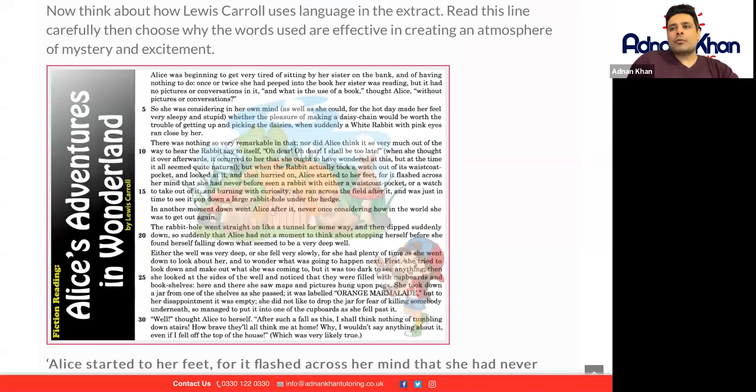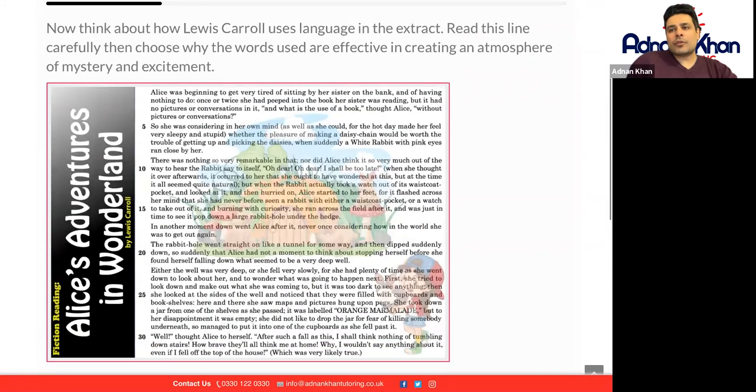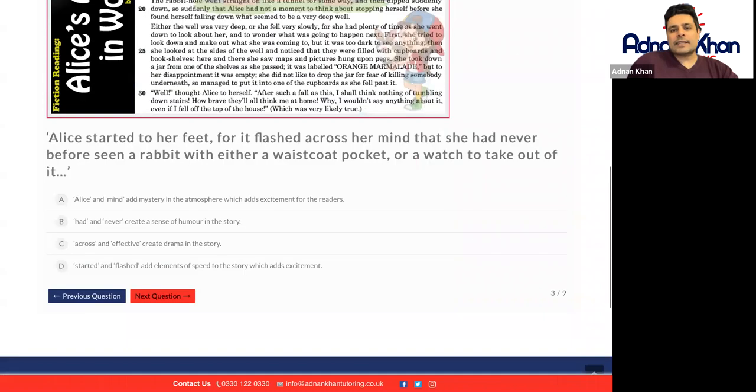Now think about how Lewis Carroll uses language in the extract, Lewis Carroll being the author. Read this line carefully, then choose why the words used are effective in creating an atmosphere of mystery and excitement. So remember these two key words, mystery and excitement, within this particular statement, the one that I'm just highlighting for you.